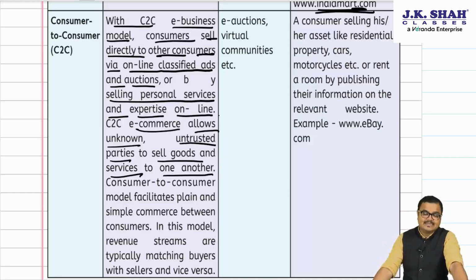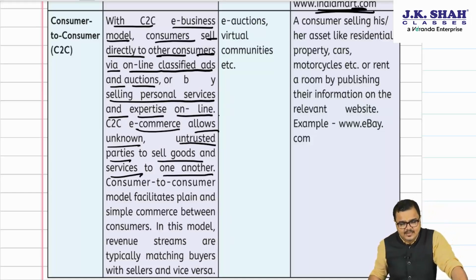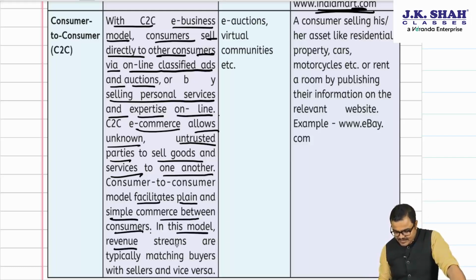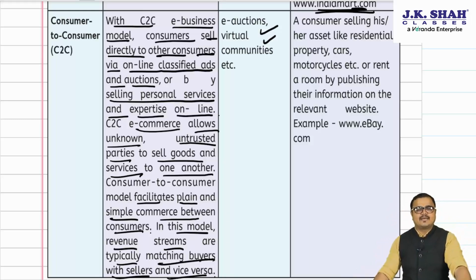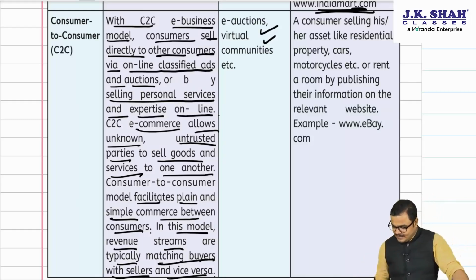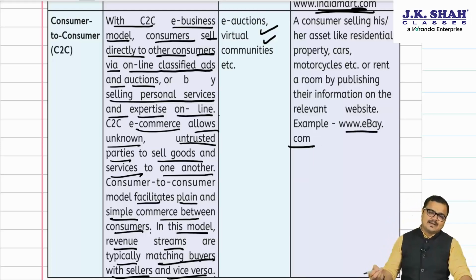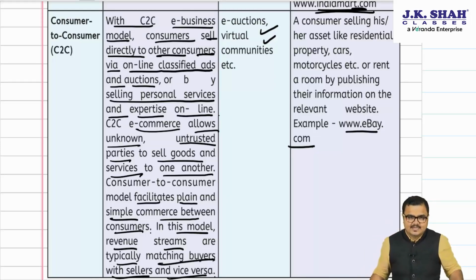Yes or no? Yes, and that too in C2C, you don't know the other person, but still you can enter into the contract. The consumer to consumer model facilitates plain and simple commerce between consumers. In this model, revenue streams are typically matching the buyer with the seller and vice versa. E-auction and virtual communities are the best examples. That is, common people come on one common platform and share their ideas. Example, ebay.com. You can also write the example of Quikr. Yes, sir. Clear? 100%, sir. Next.